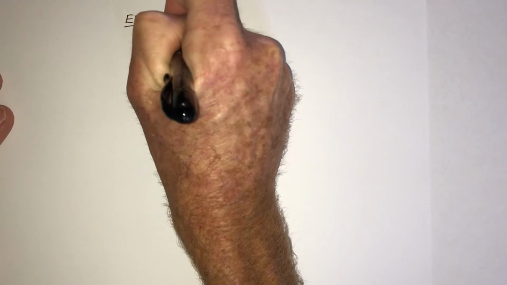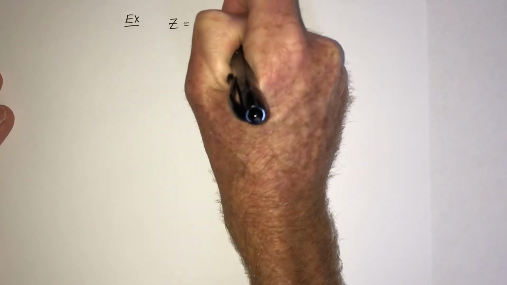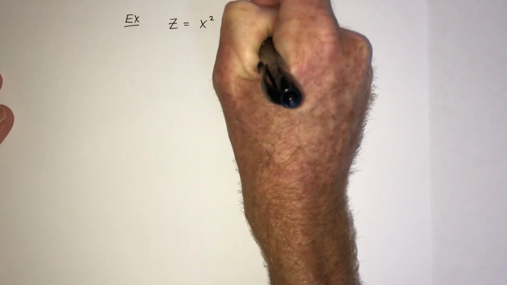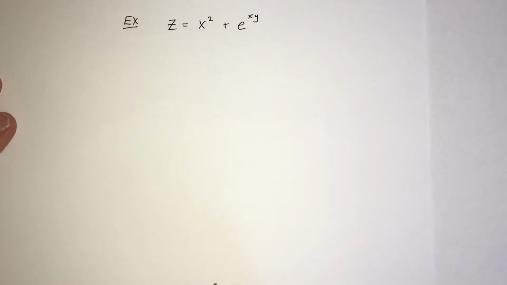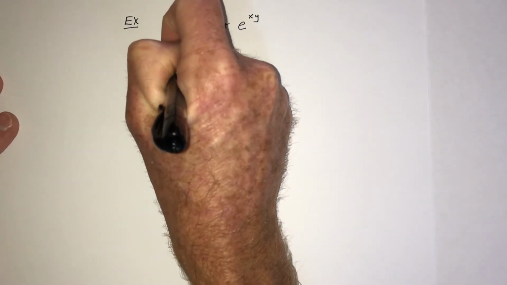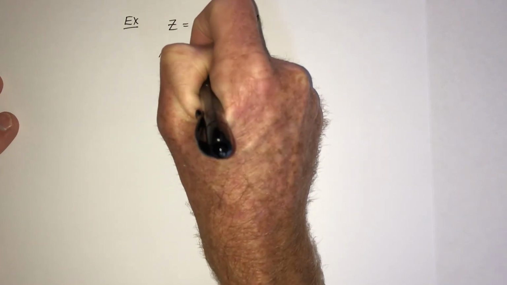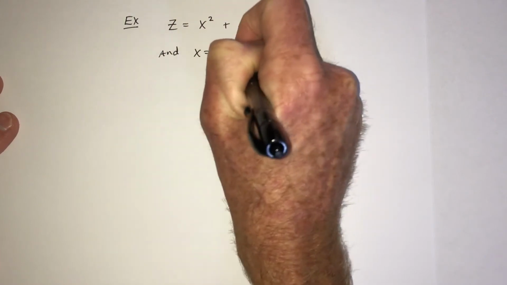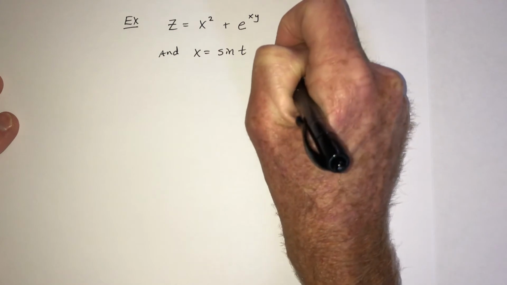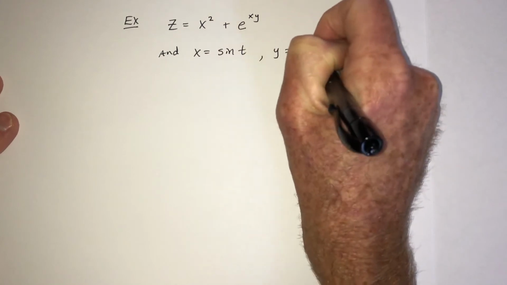So for example, let's say that z is equal to x squared plus e to the x times y. And x is equal to sine of t, y is equal to cosine of t.